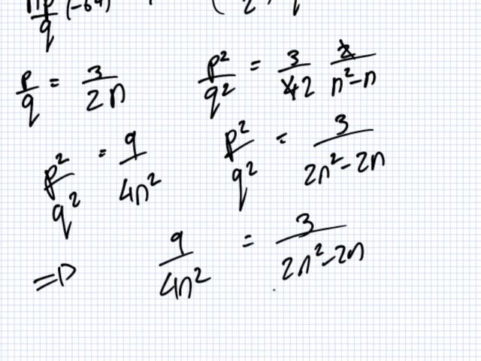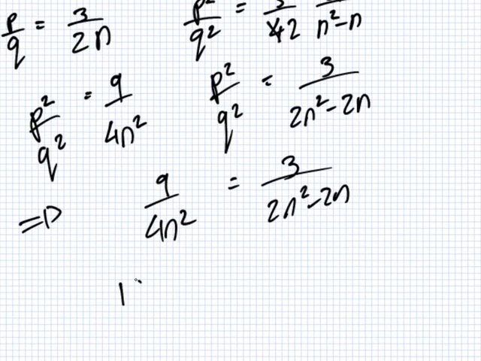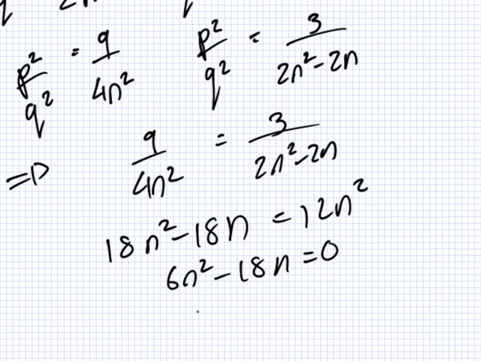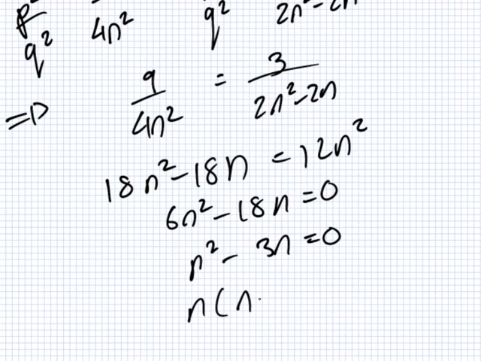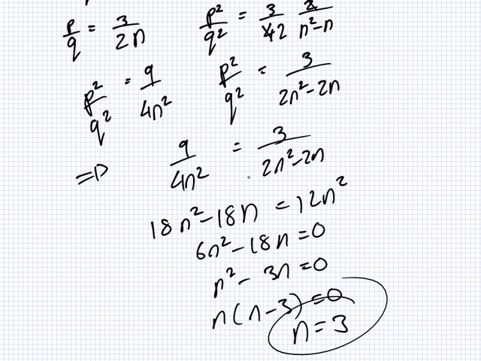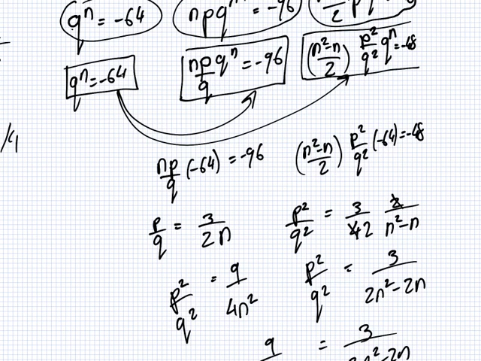Key step. So now I get 18n squared minus 18n equals 12n squared. 6n squared minus 18n equals 0. n squared minus 3n equals 0. n minus 3 equals 0. n equals 3. If I take that and put it back into the first one here, then q has to be minus 4, yeah.